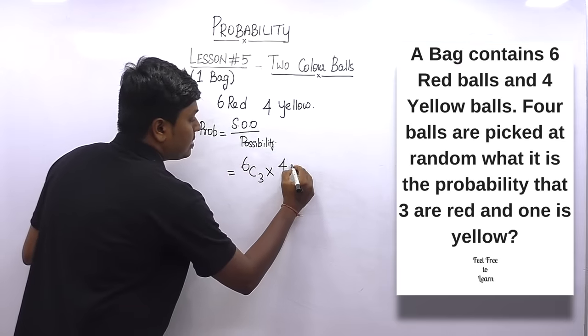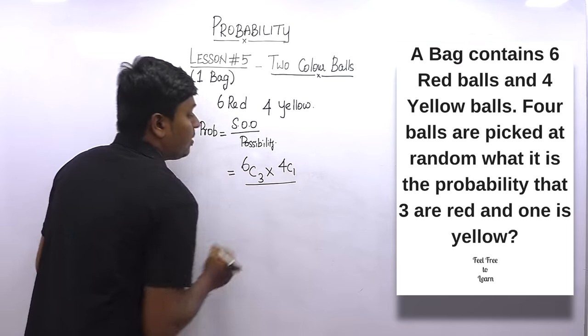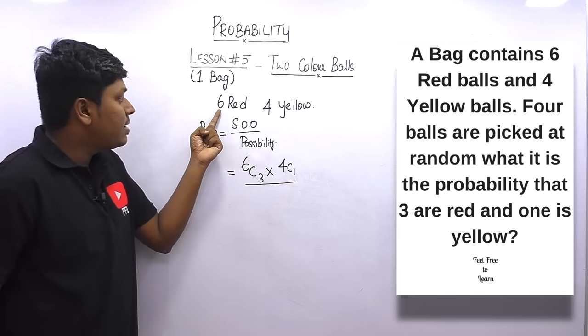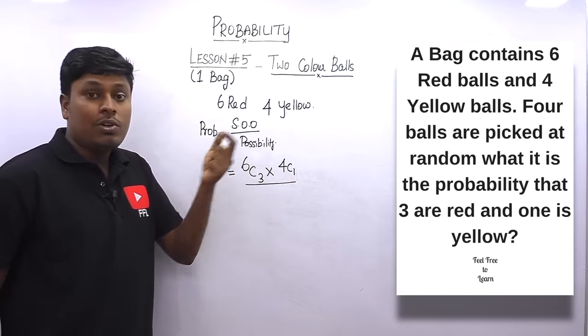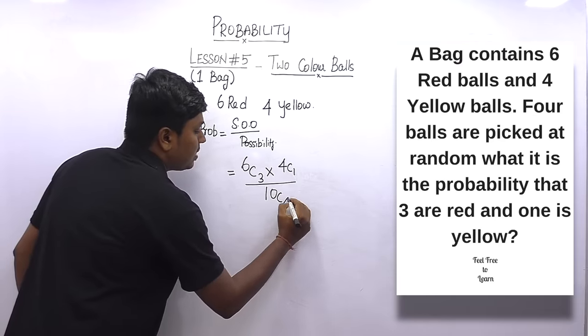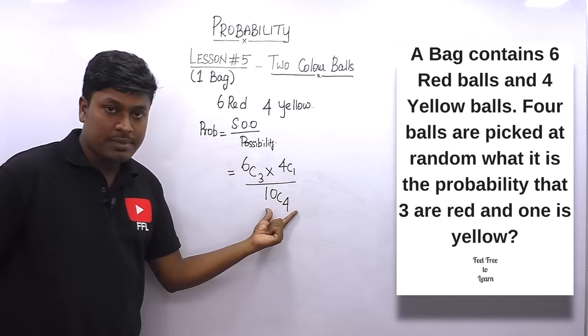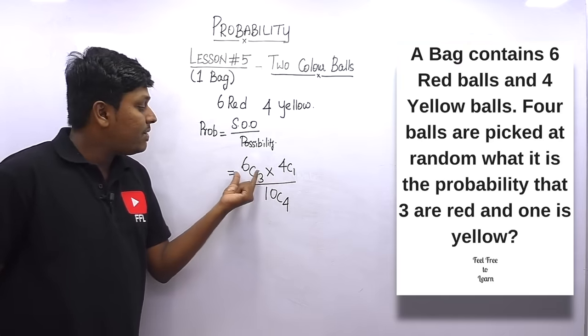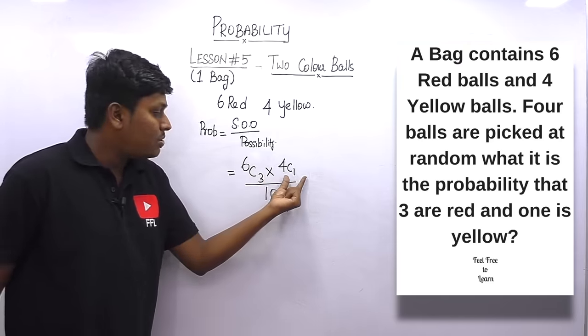So 4C1 divided by possibility, which means total possibility. What is the total number of balls? 6 red and 4 yellow. Totally, we have 10 balls. So 10C4 is the total possibility. Out of this total possibility, our target is the observation: 3 should be red and 1 should be yellow.